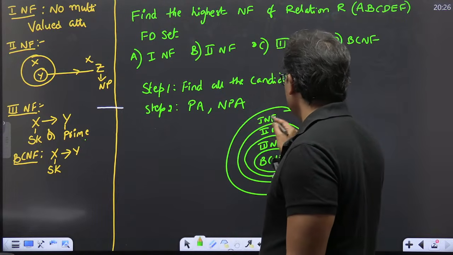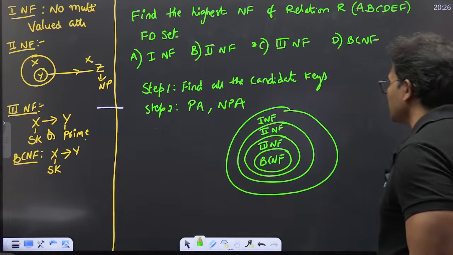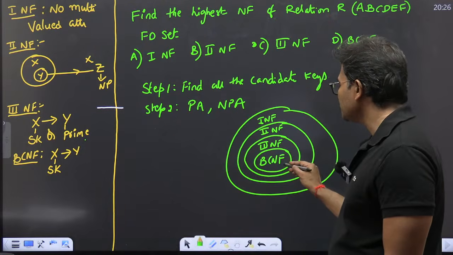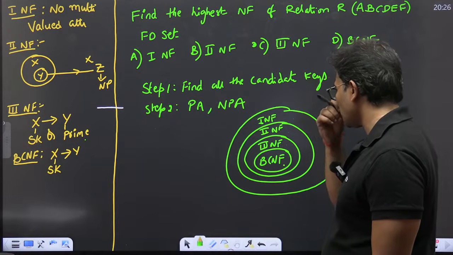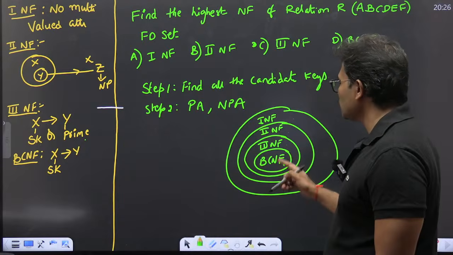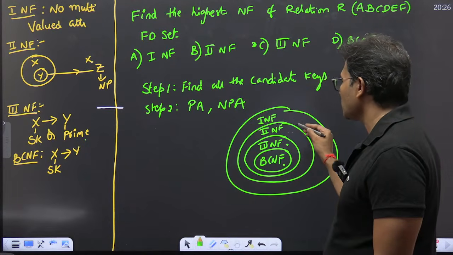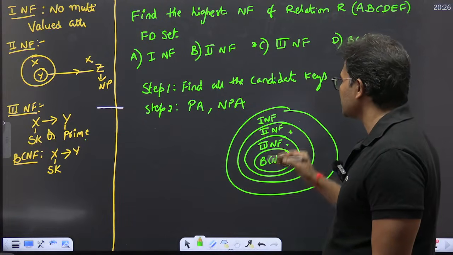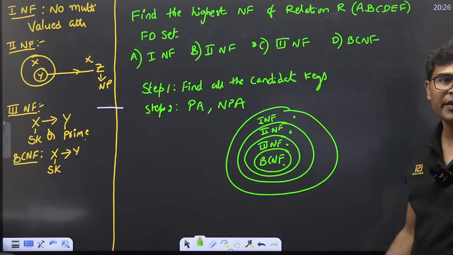I'm not talking about fourth normal form, that is not there in the syllabus. If a table is BCNF, it is already in third normal form, second normal form, and first normal form. So directly attack BCNF first. If it is not BCNF, then attack third normal form. If it is in third normal form, it is already in second and first normal form. After third normal form fails, attack second normal form. If this also fails, then attack first normal form.